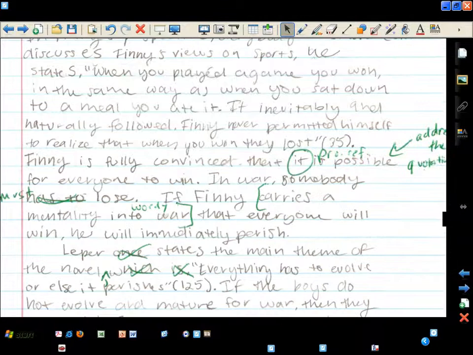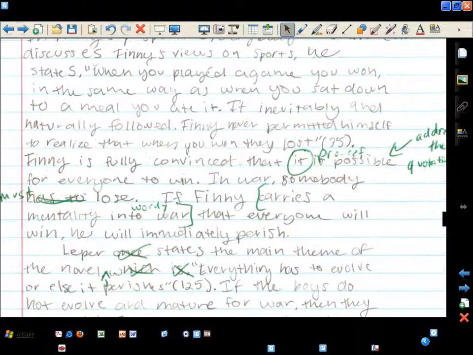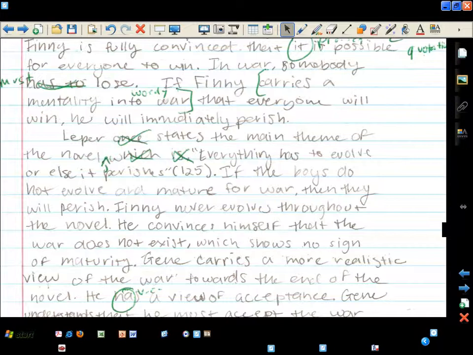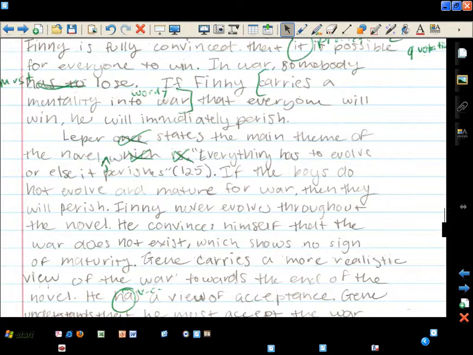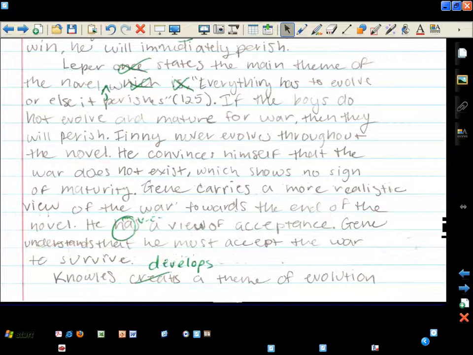Her final sentences of that paragraph remind me of the claim idea and integrate that evidence right into it. Lepper once states the main theme of the novel, which is everything has to evolve or else it perishes. If the boys do not evolve and mature for war, then they will perish. Finney never evolves throughout the novel. He convinces himself that the war does not exist, which shows no sign of maturity. Gene carries a more realistic view of the war. Towards the end of the novel, he has a view of acceptance. Gene understands that he must accept the war to survive.